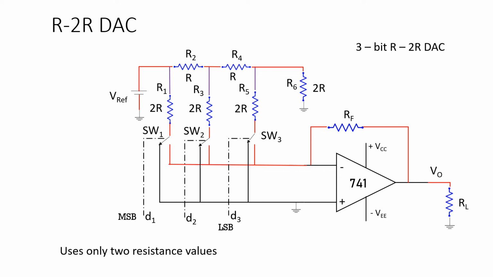Here D1 is the MSB, the most significant bit, and D3 is called the LSB, that is the least significant bit. Again the bits are controlled with the help of switches S1, S2, S3, and V reference is connected to the particular part where, when the switch is closed, there is a current flowing through the resistor which is connected to the inverting amplifier. So the op amp is used as a summing amplifier again in the inverting configuration.